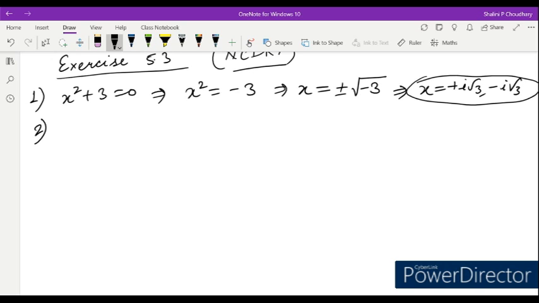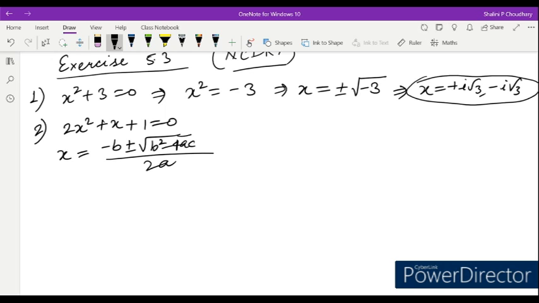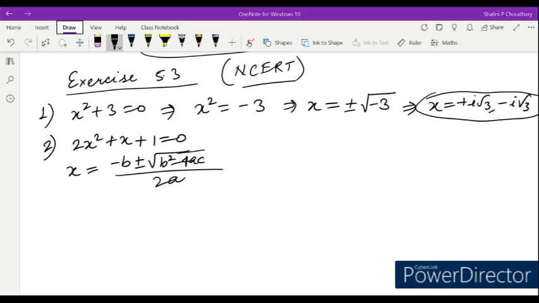Now next question, that is 2x square plus x plus 1 is equal to 0. Okay, in this case we know that in a quadratic equation x के two roots क्या होते हैं? माइनस बी प्लस माइनस स्क्वायर रूट ऑफ बी स्क्वायर माइनस 4ac divided by 2a. Now we'll take a का value. What is the value of a? A का value is 2, b का value is 1 and c का value is also 1. Okay, now we'll put the value of a, b, c in this one.